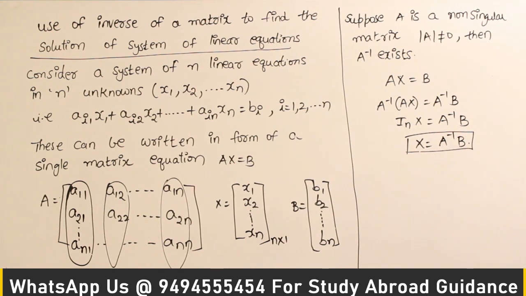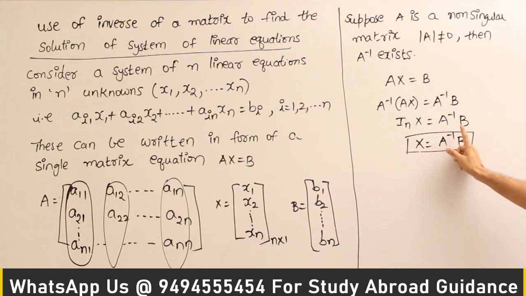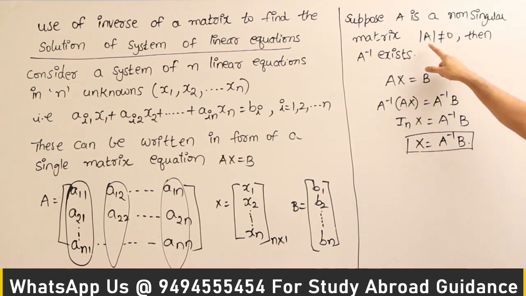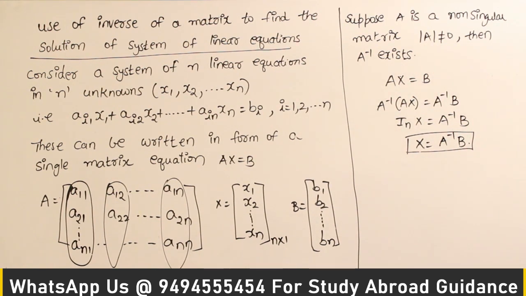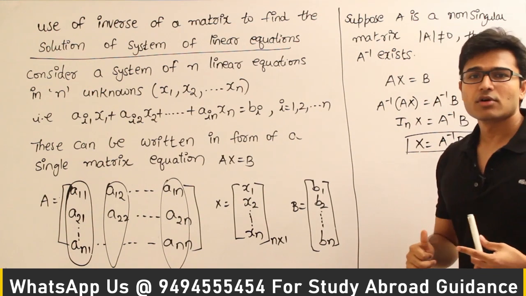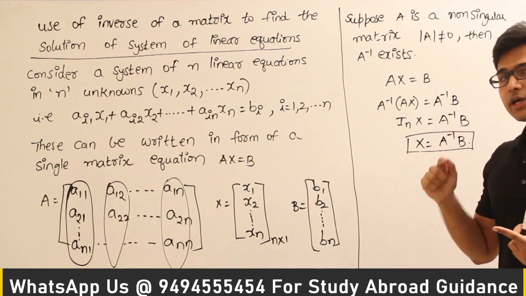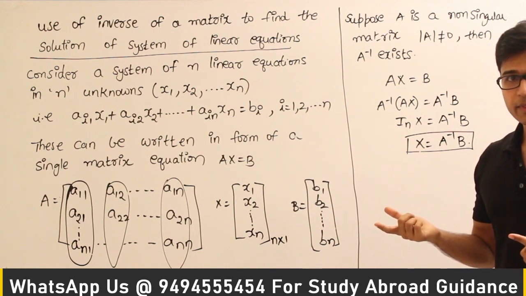Direct and easy, isn't it? Even if we have 3 equations and 3 variables, we get a 3 by 3 matrix, and finding its inverse and multiplying with B gives us all the values. The only glitch is that you are supposed to know that the matrix is non-singular. And one good thing about this method is that whatever solution you get is unique.